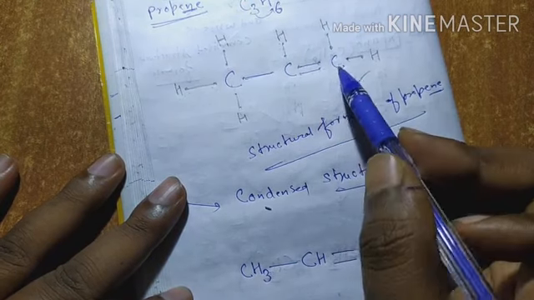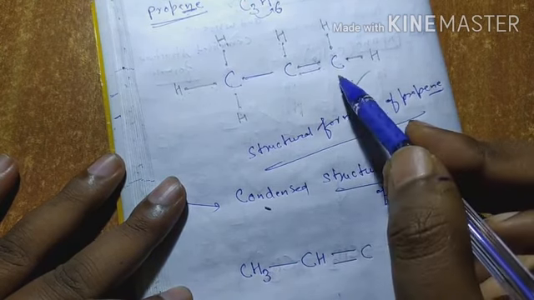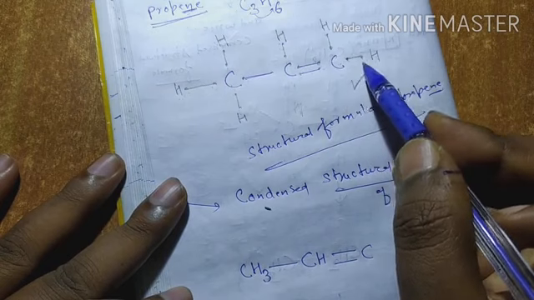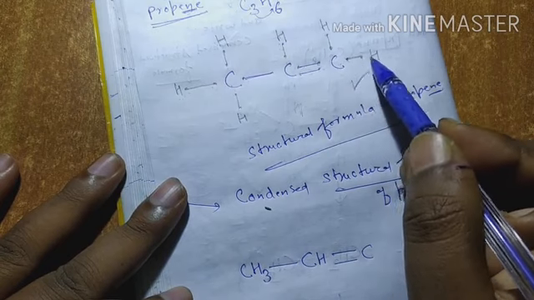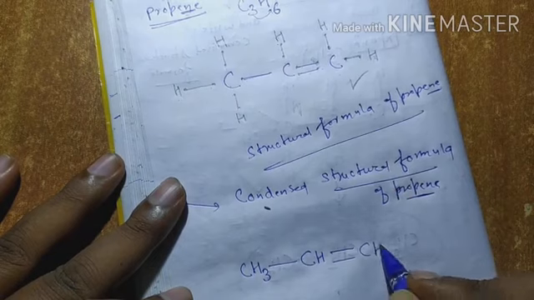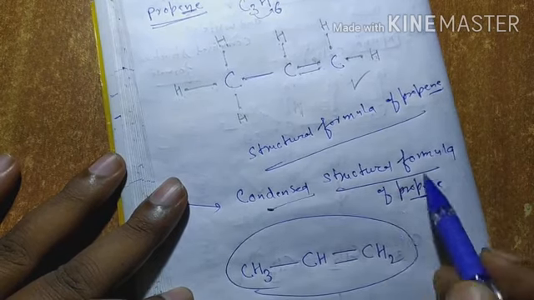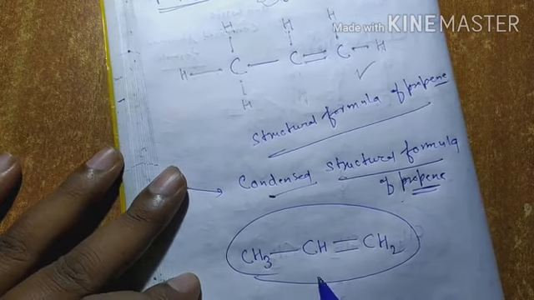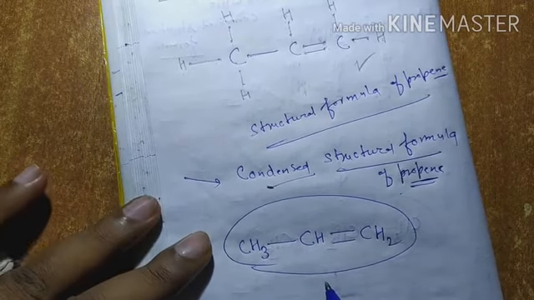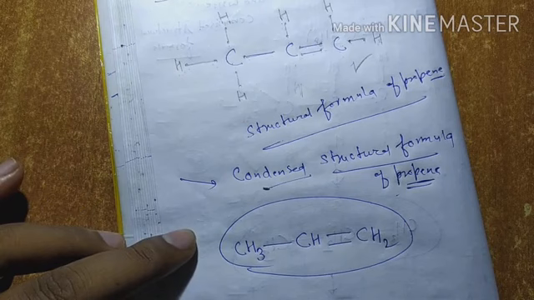From this carbon atom, 1, 2 hydrogens are here, so we can write here CH2. So this is the condensed structural formula of propene. This is very easy and very interesting. Now I will give you the homework. Okay, one more.